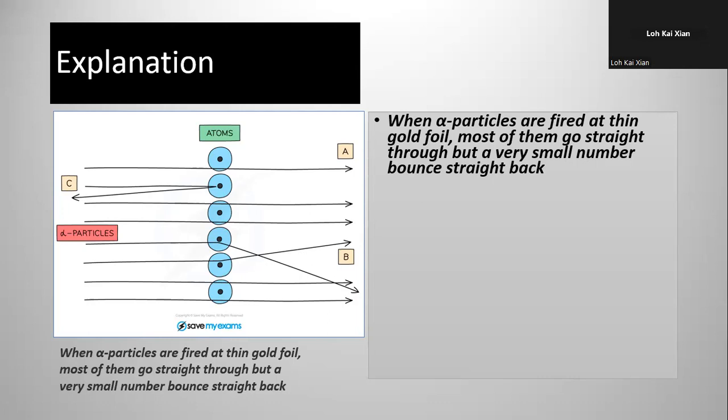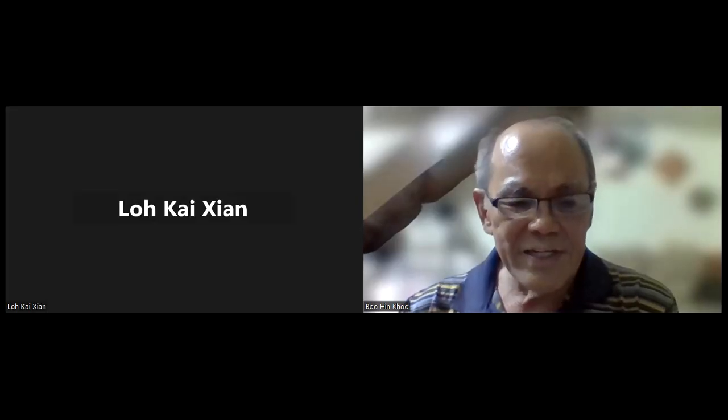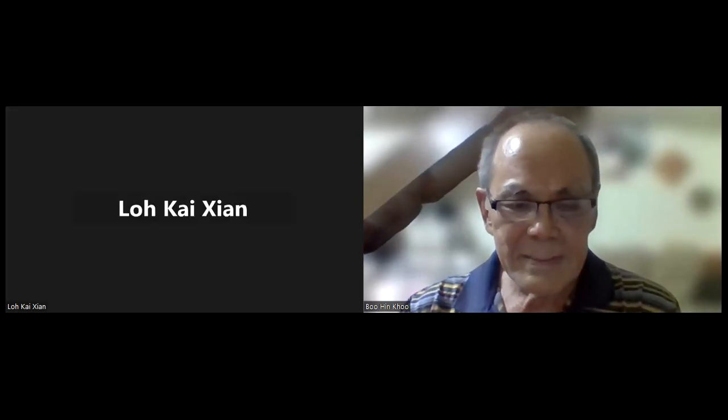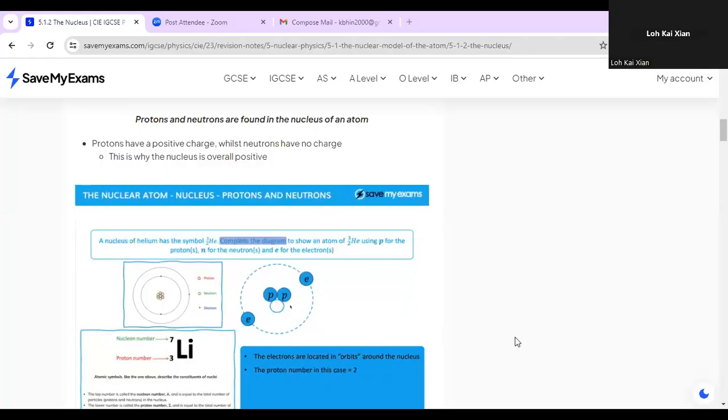If the nucleus is not charged, then the alpha particle will go straight through without a change of direction. Can? Yes. Okay or not? Yes. Okay, then we carry on. This will summarize for you what we did just now.